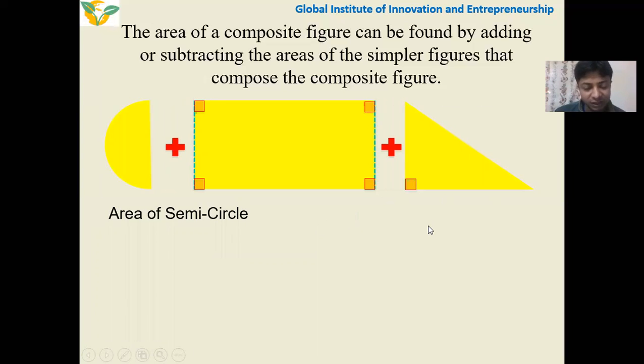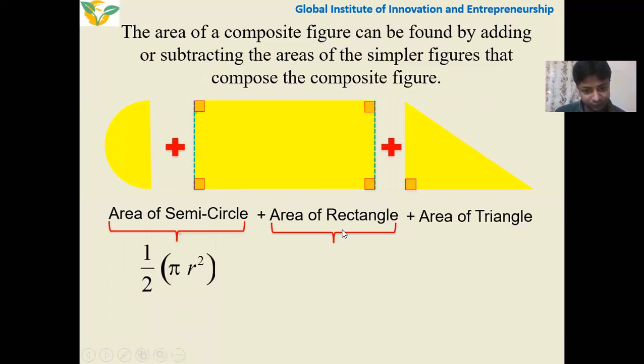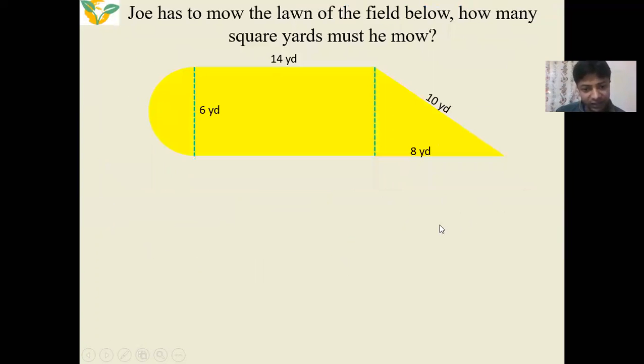For the semicircle, you know the area. No, you know the area of the full circle. So for calculating the area of a semicircle, you will divide it by 2. How? I will tell you. This is the area of a semicircle, area of a rectangle, and area of a triangle. By summing all three areas, you will get your result.